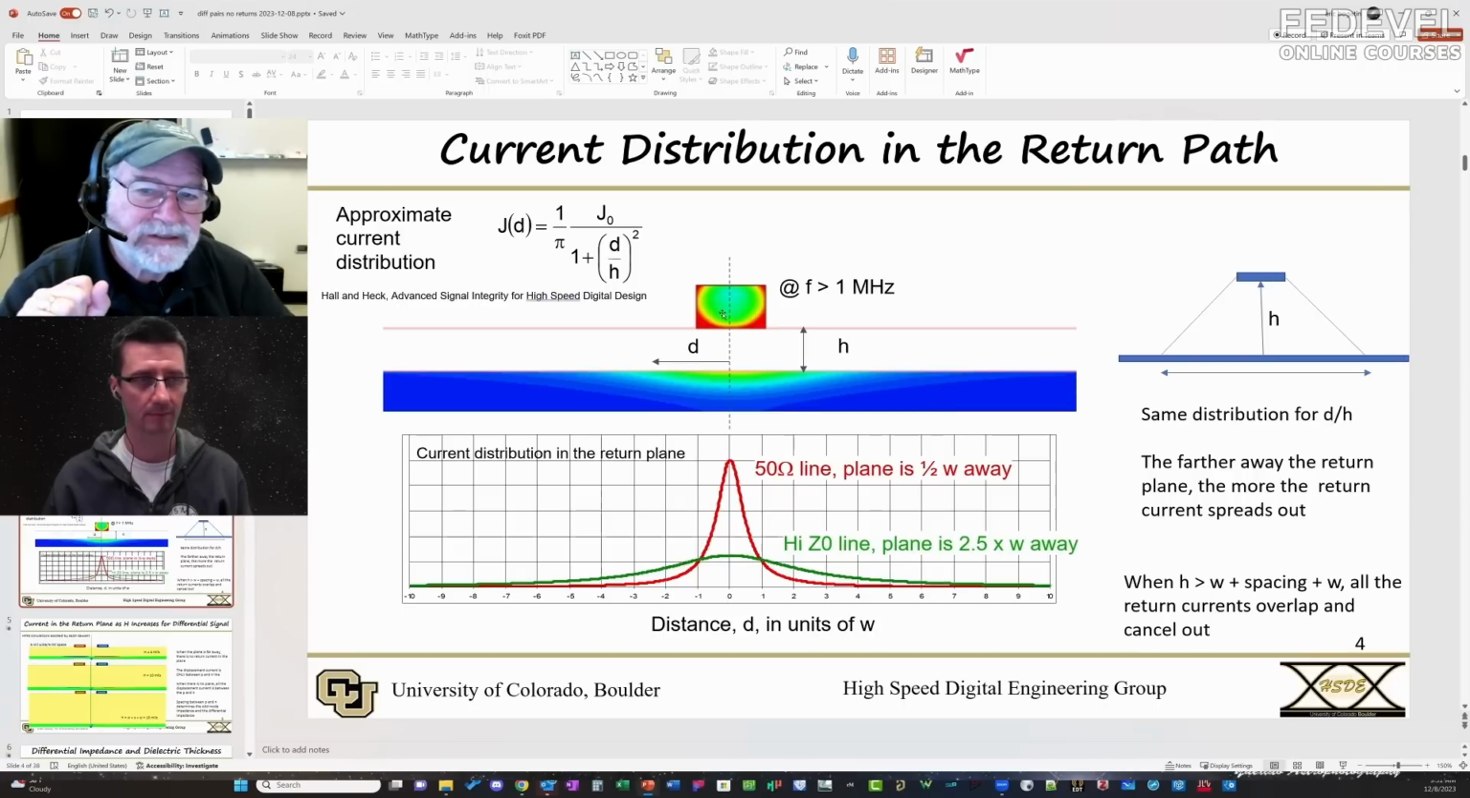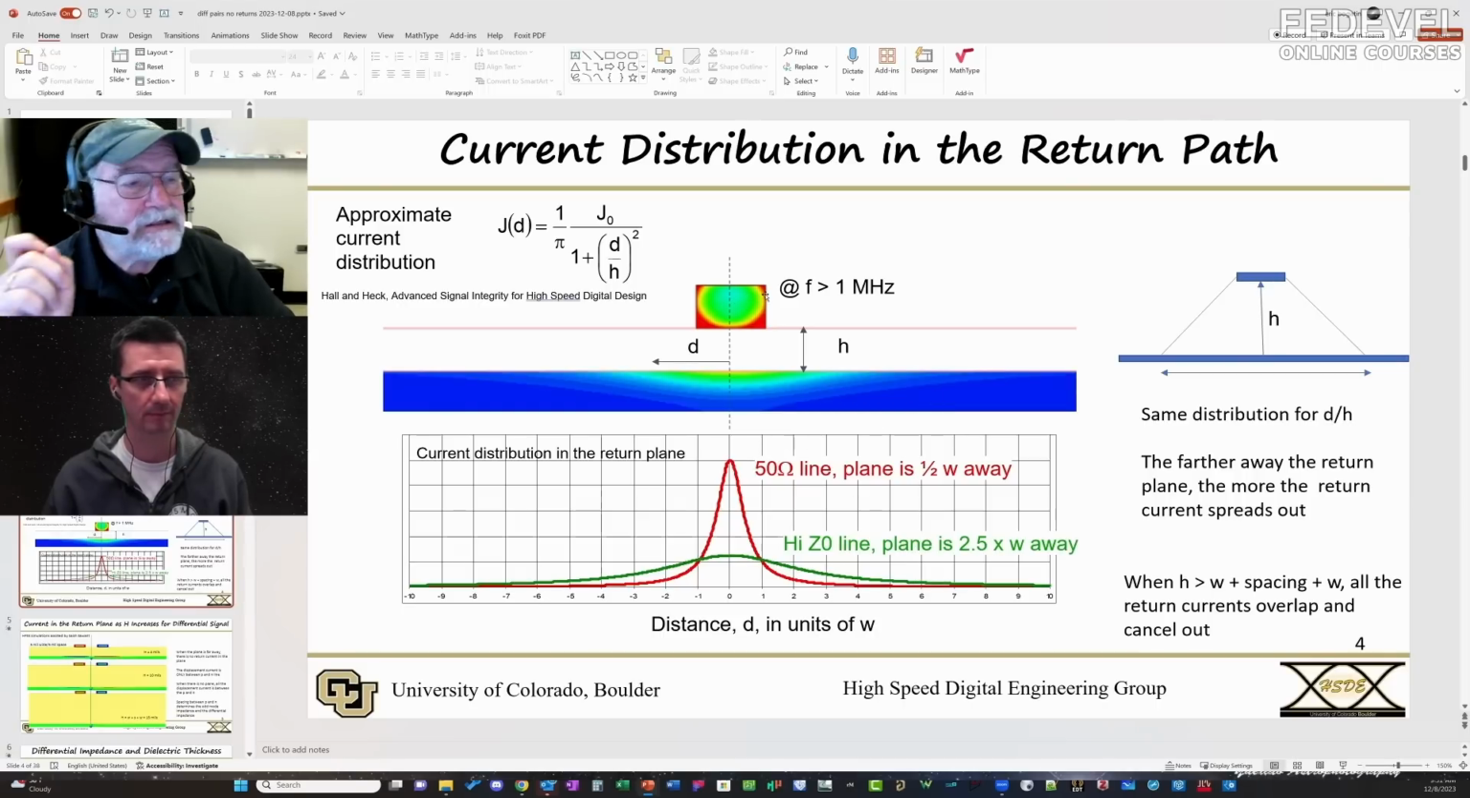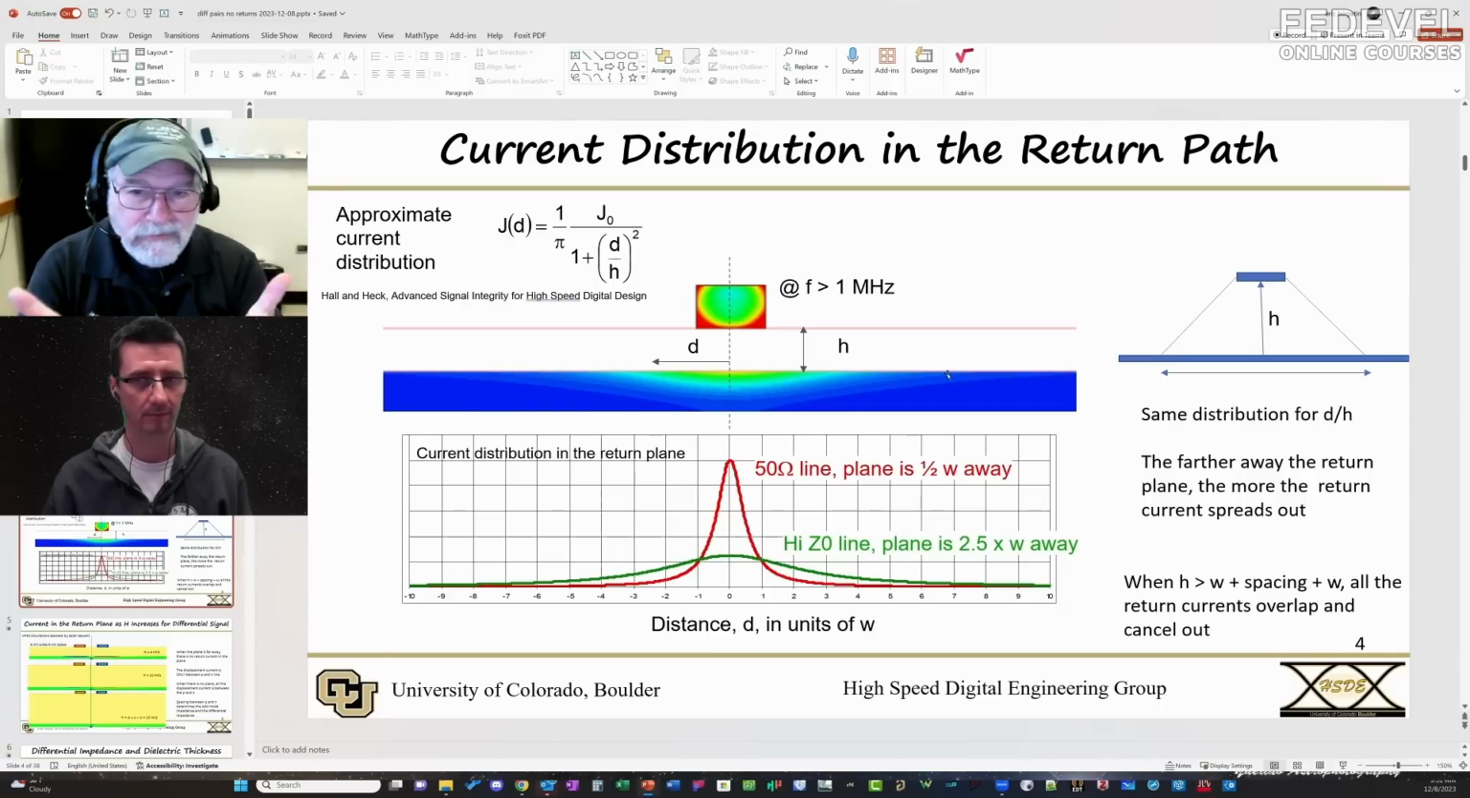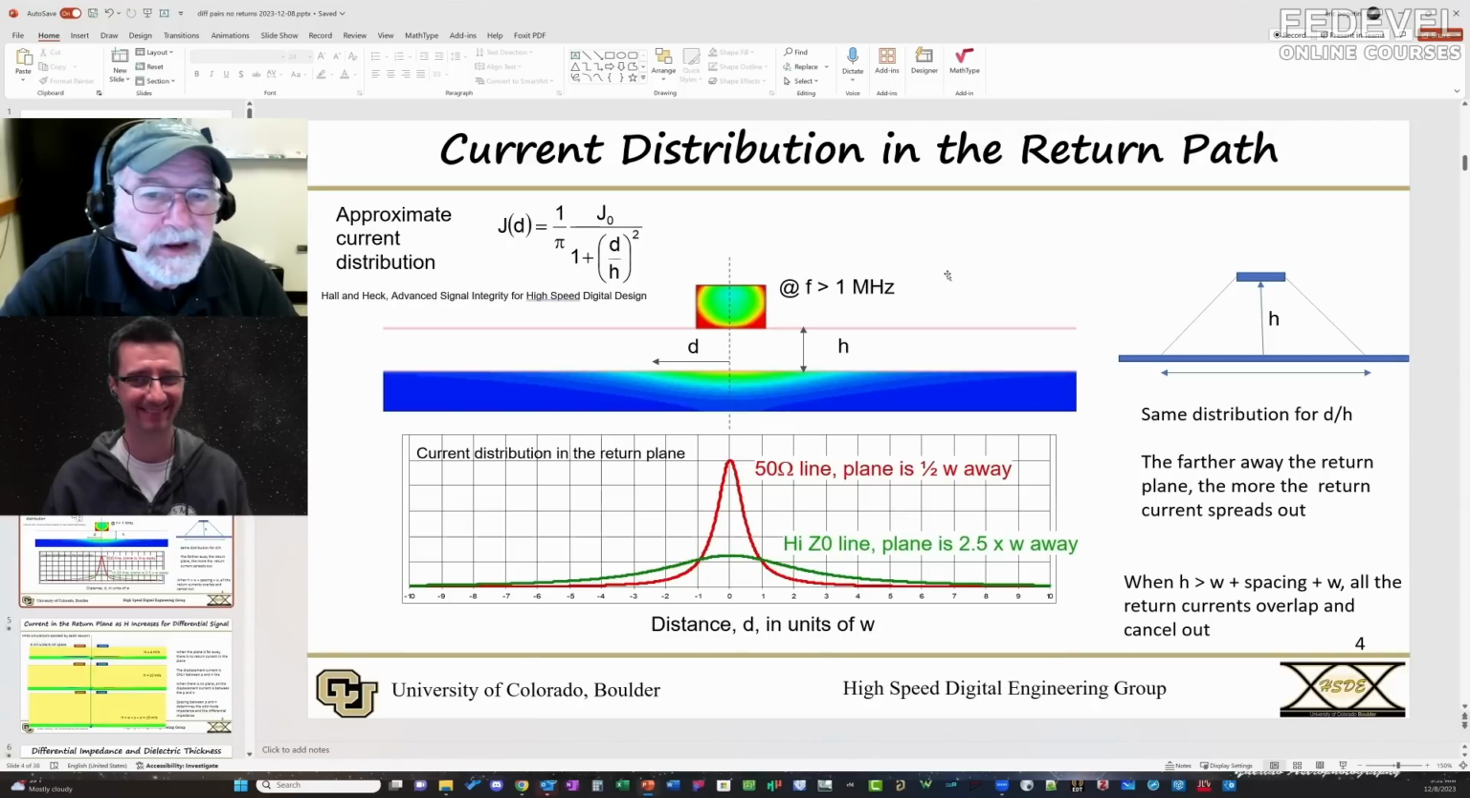And that means that as long as I have a single-ended line, its return current is going to spread. Of course, its impedance is going to increase. And as a single-ended line, we got to worry about that. But the return current distribution is going to spread out as a single-ended line. Now, let's look at that analysis with a differential pair.